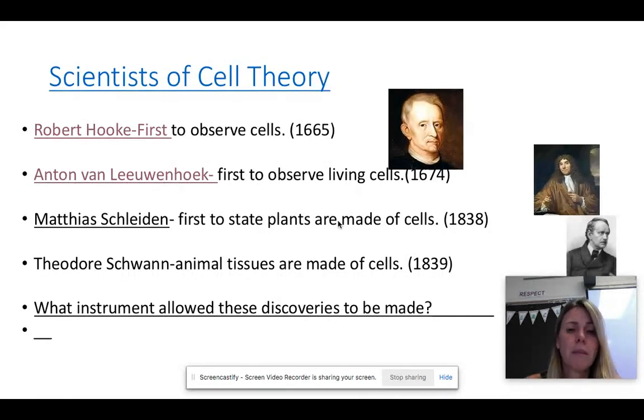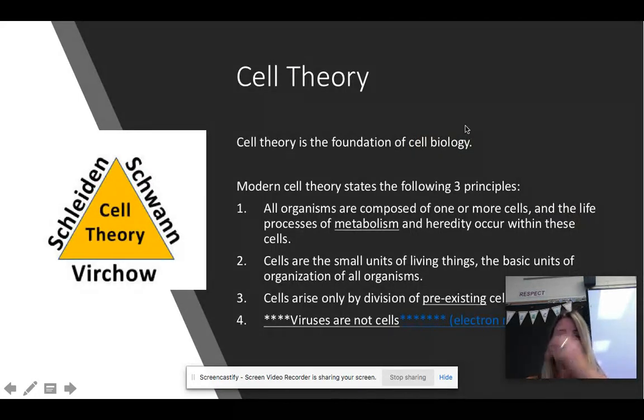When you look underneath the microscope, you can see that cells are the basic unit of structure. So again, what instrument allowed these discoveries to be made? And if you said compound microscope, you are correct. So with that, in the 1800s, we came up with a theory of cell biology. Cell theory states the following three principles.